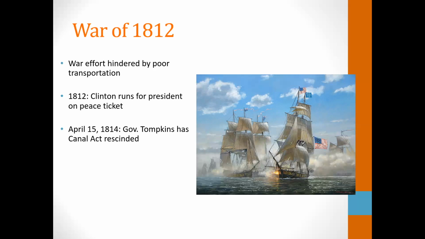Canal is put on hiatus. Daniel D. Tompkins is a noted canal hater. He becomes really popular during the war. He's really a war governor. He's always looking for a fight with England, which is going to be important throughout the rest of our tale here as well. And now, because of DeWitt Clinton's run for president as a Federalist, Tompkins isn't supporting him anymore.